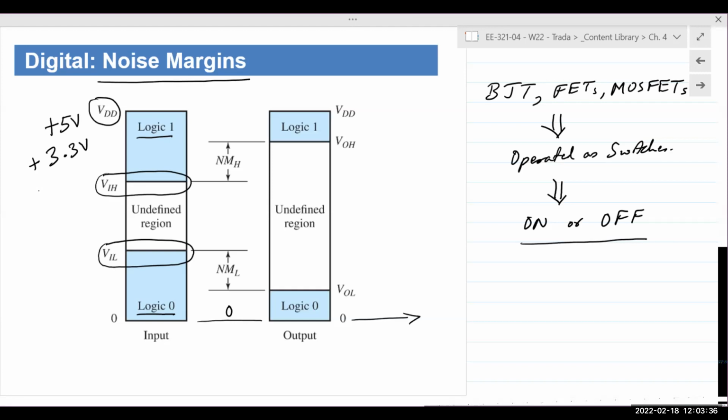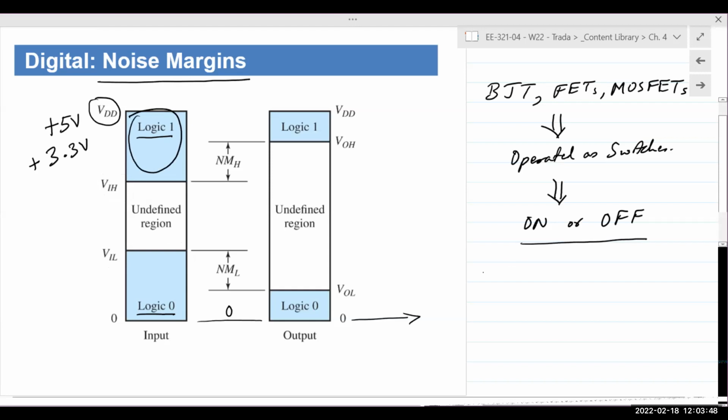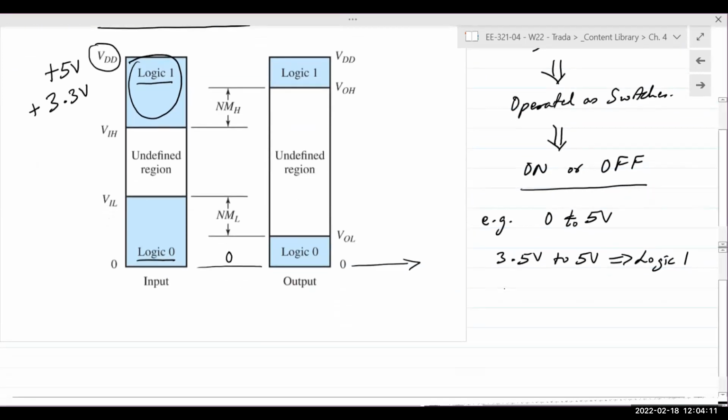So if we say that our logic signal varies from 0 to 5, we can take 1/3 of that signal and define it as logic 1. Meaning if the system sees, let's say for example, 0 to 5 volts logic, we would define, let's say for instance, 3.5 volts to 5 volts signal as logic 1. And then we can define 0 volts to 1.5 volts as logic 0.